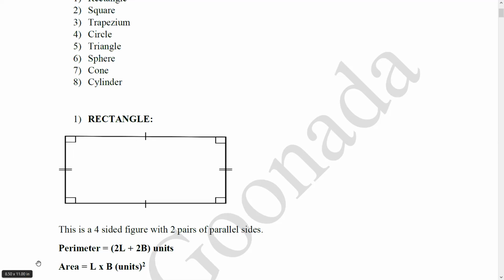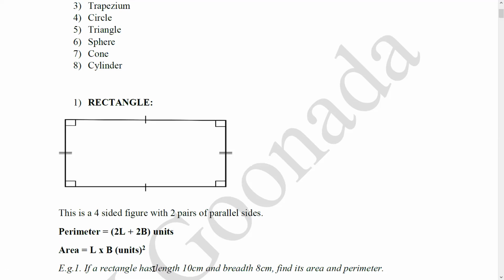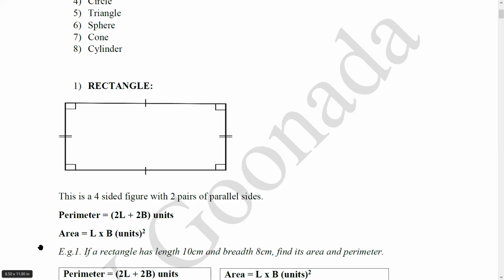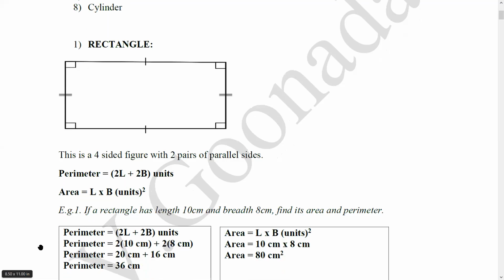The area of a rectangle, however, is length by breadth, and of course it's units squared. So we might have centimeters squared, or whatever the given unit might be. For example, if we were asked: if a rectangle has length 10 centimeters and breadth 8 centimeters, find its area and perimeter. Of course, I always tell you, you always state your formula first, right? On the left, we have finding the perimeter, and on the right, we have finding the area. So let's see how we're doing this.